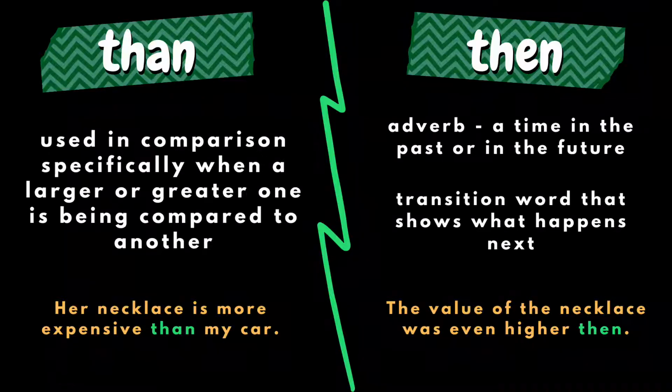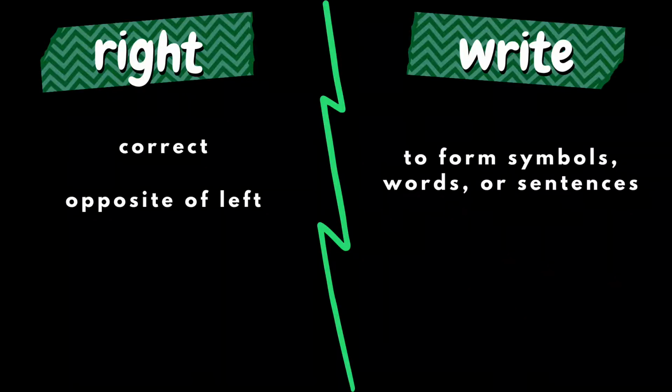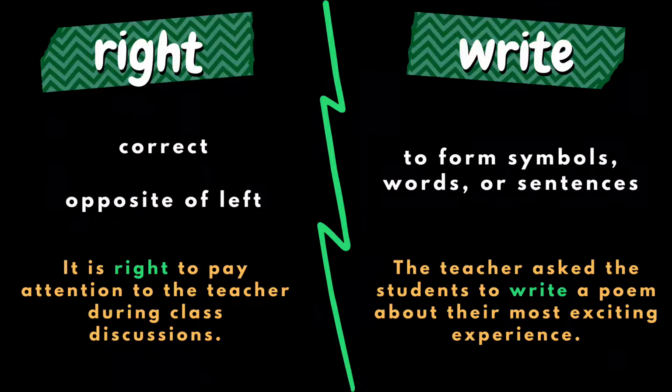The next pair is right and write. Right means different things. It could be something correct or the opposite of left. Write, on the other hand, is a verb that means to form symbols, words, or sentences. For example, it is right to pay attention to the teacher during class discussions. The teacher asked the students to write a poem about their most exciting experience.